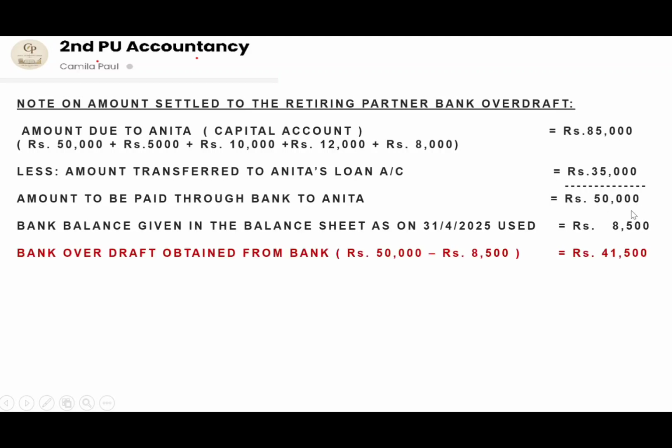Since we do not have the sufficient balance, we are going to take a bank overdraft. So a bank overdraft of 41,500 is obtained from the bank to pay the retiring partner through bank account. So this is how the amount has to be settled to the retiring partner. This difference amount 41,500 should be entered on the liability side of the balance sheet as it is the overdraft, a liability for the firm. So we will write it on the liability side of the balance sheet.